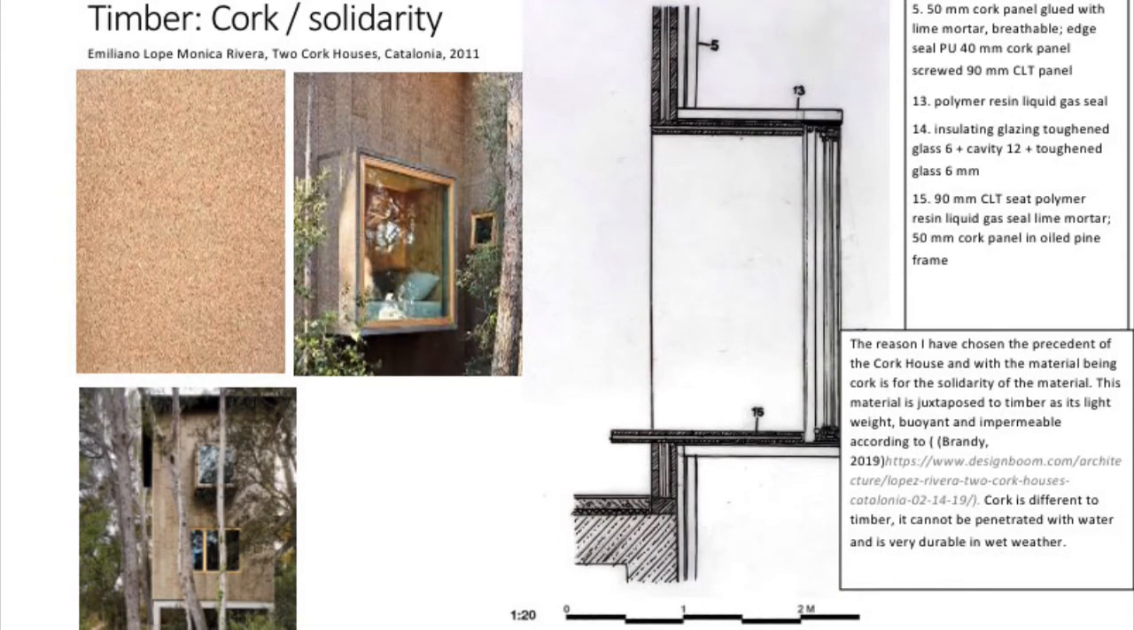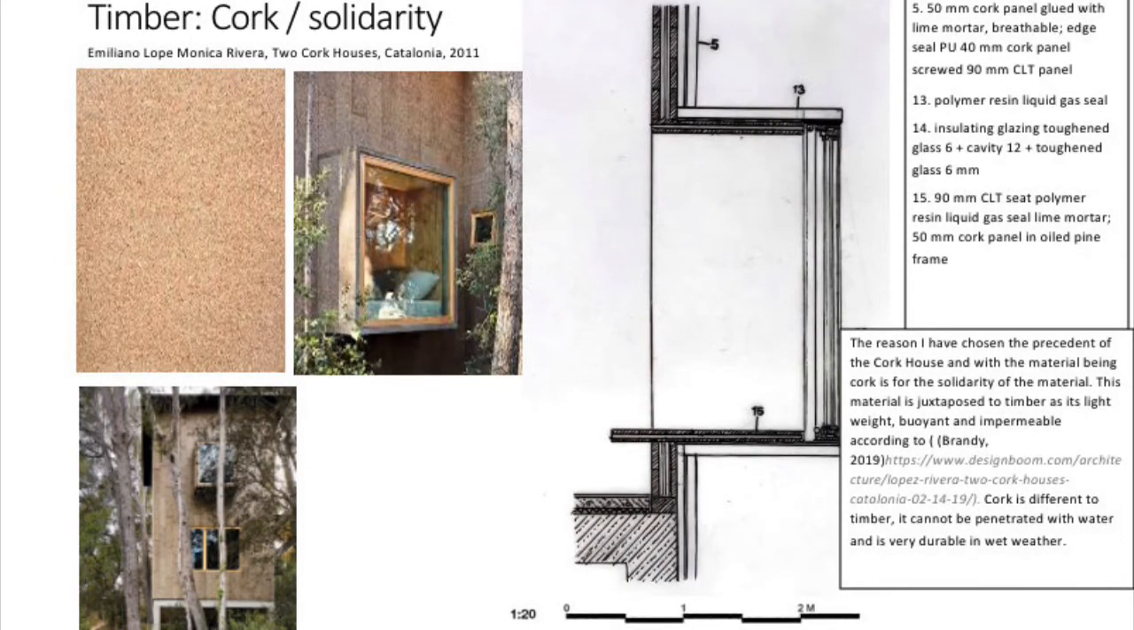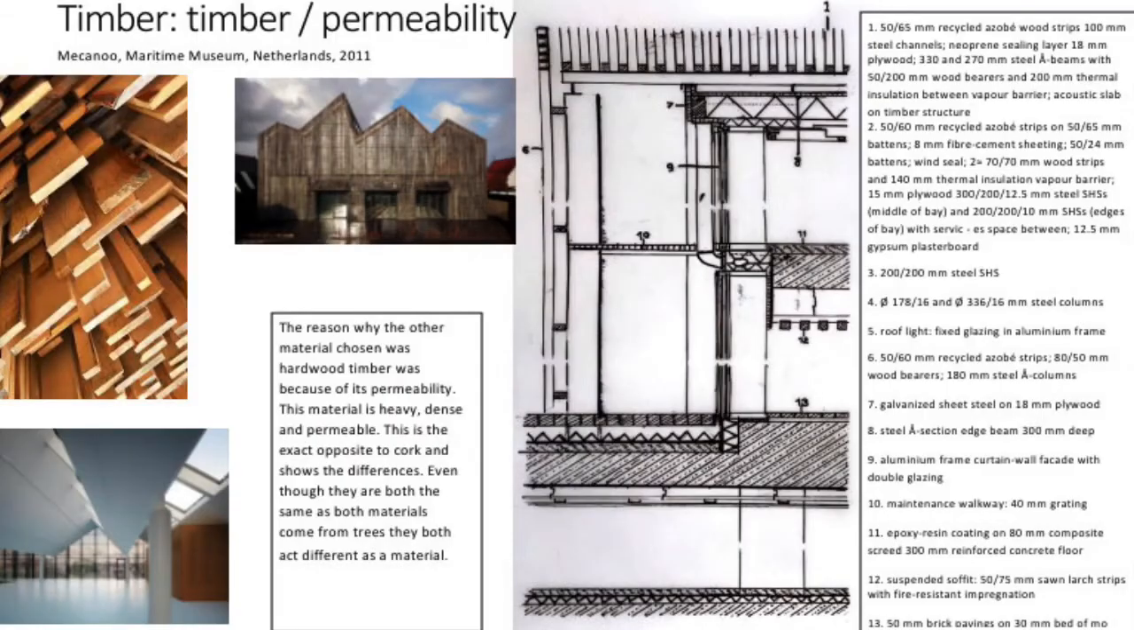This compared to the other building being the Maritime Museum, in which they use hardwood timber, a much more common building material. Timber is very permeable as water can easily be let in and absorbed into the material, unlike cork. This gives it a quality of permeability. Cork wouldn't be necessary in an environment like the Maritime Museum, as it is not in an environment like the cork house is, which is why timber is more fitting for a situation like this building.